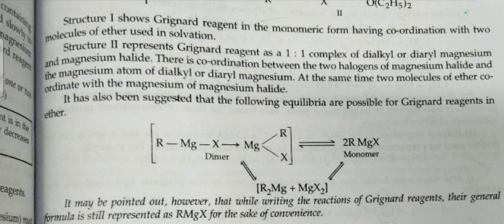Structure 1 shows Grignard reagent in the monomeric form, having coordination with two molecules of ether used in solvation. Structure 2 represents Grignard reagent as a 1:1 complex of dialkyl or diaryl magnesium and magnesium halides. This is coordination between the two halogens of magnesium halide and the magnesium atom of dialkyl or diaryl. At the same time, two molecules of ether coordinate with the magnesium and magnesium halide.